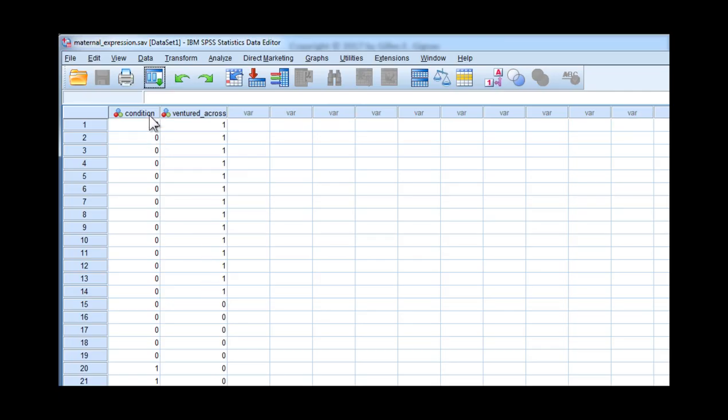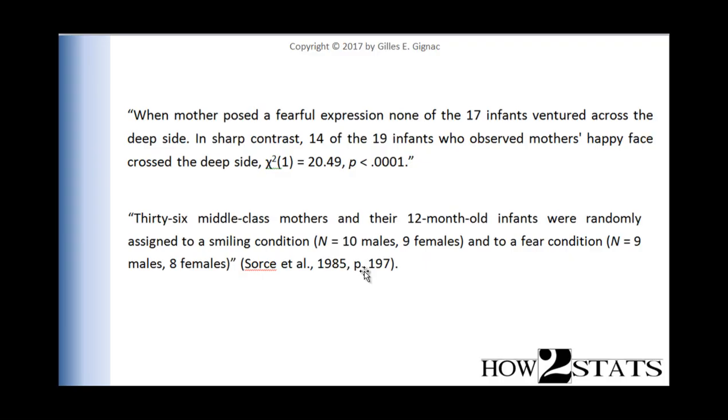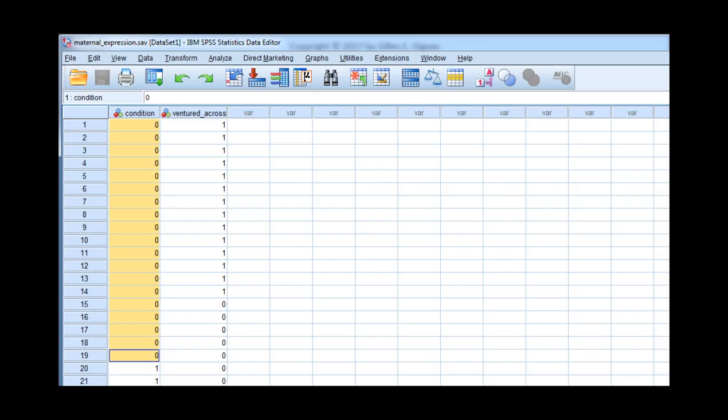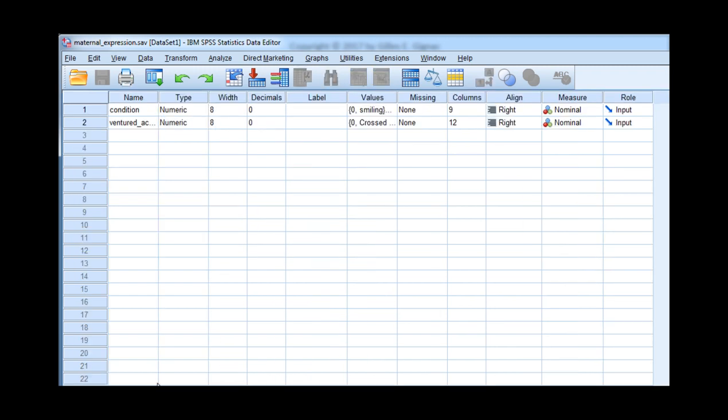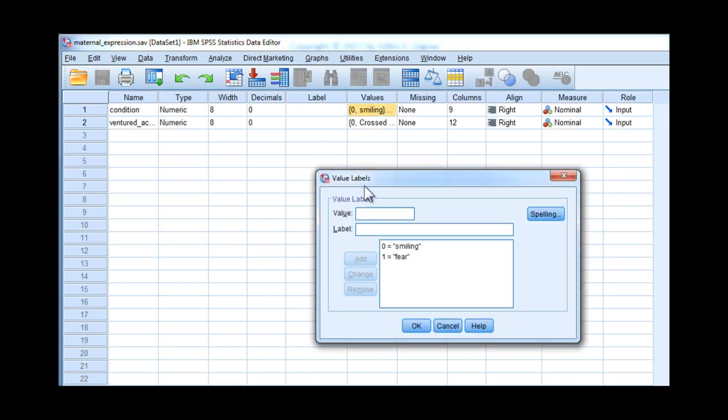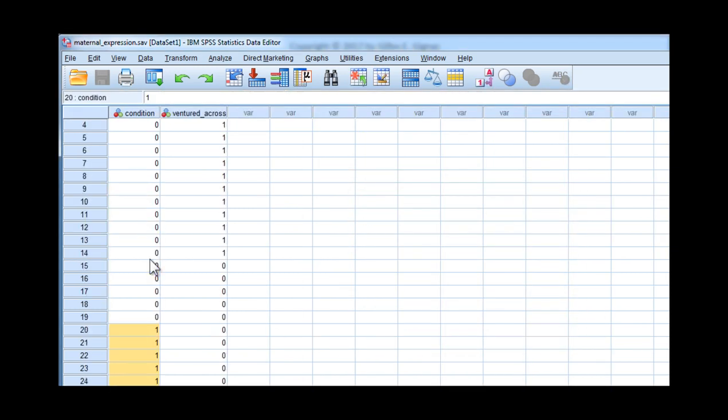Okay, so what I did is I created a condition variable. I could have called it group, but I called it condition, and I've got 19 zeros because there are 19 participants who saw their mother smile. And then I coded those zeros. So 0 is smiling, and 1 is the fearful expression, and that's where the other 17 participants come from. And to show you how I coded it specifically with the value labels, 0 is smiling, 1 is fear. So that's how I set up the condition or group variable.